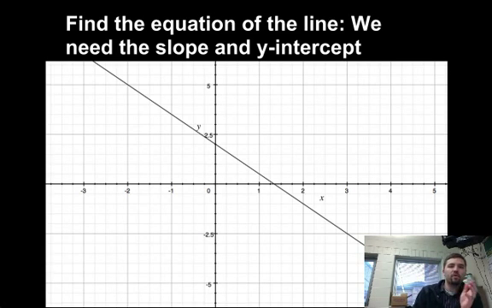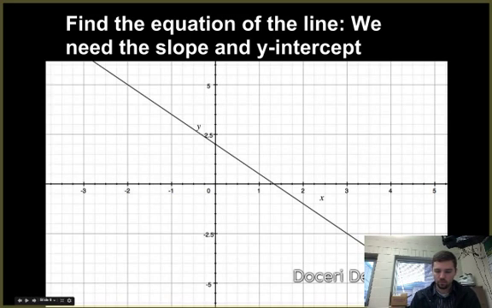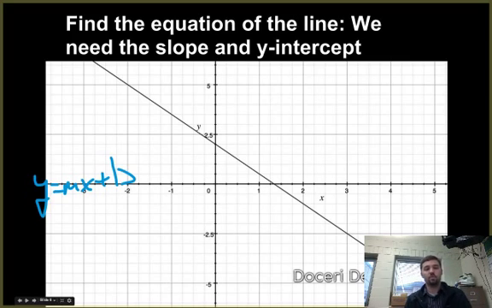Okay, now what if we wanted to find the equation of a line given the graph of the line? First thing we're going to have to do is find the slope and the y-intercept. If I find the slope and y-intercept, remember that y equals mx plus b. That's what I'm going for. It's got 2 pieces, the m, the slope, and b, the y-intercept.